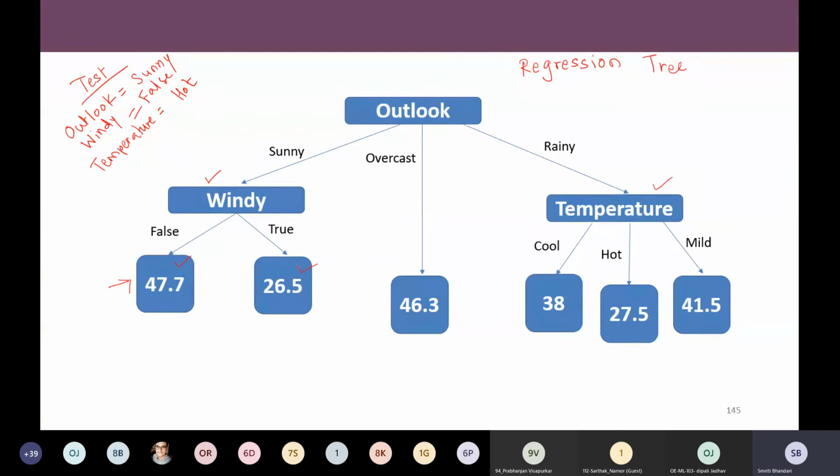Got it? If you have any doubt, please let me know. Any doubts so far? Ma'am, can you explain with the help of the previous chart, the data we have taken? Yes, obviously. See here.